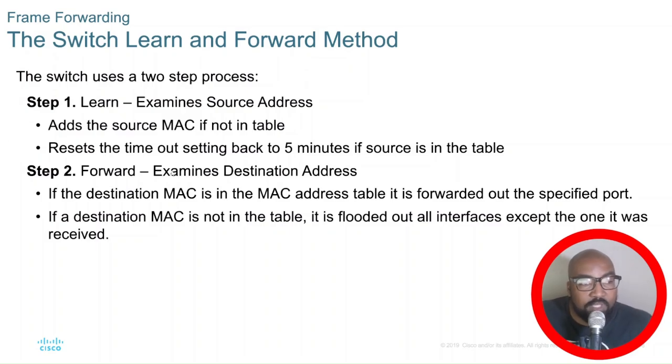Step two, forwards: it examines the destination address. If the destination MAC address is in the MAC address table, it will forward it out the specific port. Now watch this. If the destination MAC address is not in the table, it is flooded out of all the interfaces except the one it was received on. So let me explain this to you. If the destination MAC address is not in the table, it is flooded out of all of the interfaces except the one that it was received on. Okay, so pay attention to that.